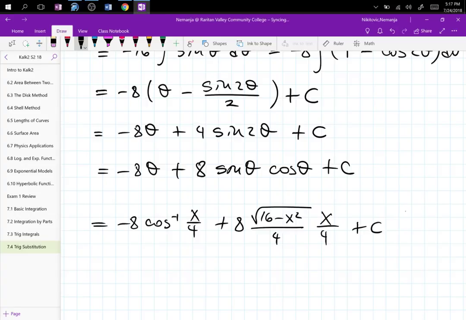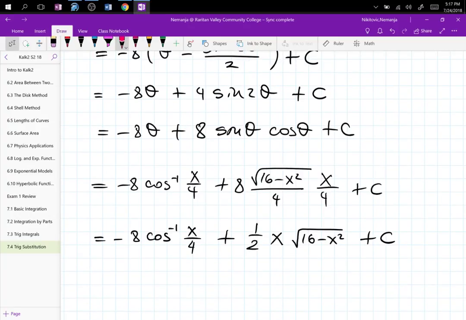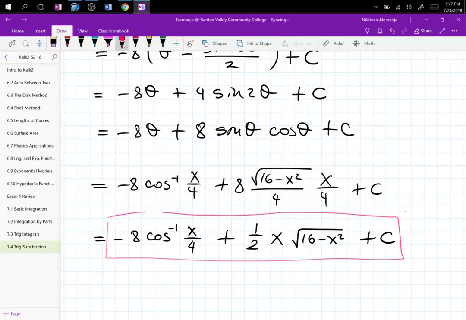So now this becomes negative 8 cosine inverse of x over 4, and then plus 1/2 x square root of 16 minus x squared plus c. Problem solved. It's 8 divided by 16, right? Oh, I see. Never mind. Right, so it's half. Okay, good. So, yeah, there we go. There you have it.